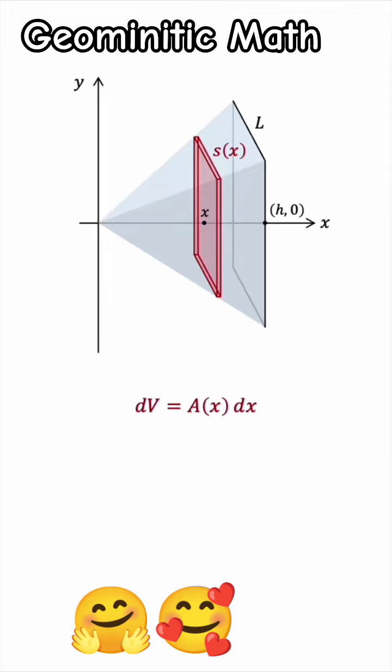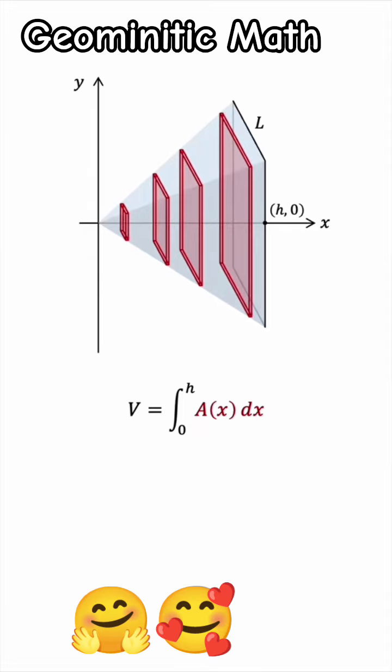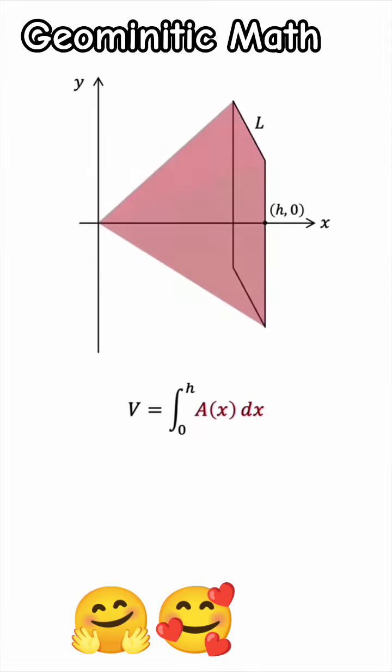If this portion has an infinitesimal thickness, dx, then the volume would be a of x dx, where a is the cross-sectional area. The plan then would be to sum up all of those differential volumes to get the total volume of the pyramid. The integral would go from 0 to h because we're slicing from the origin all the way to the point h, 0.